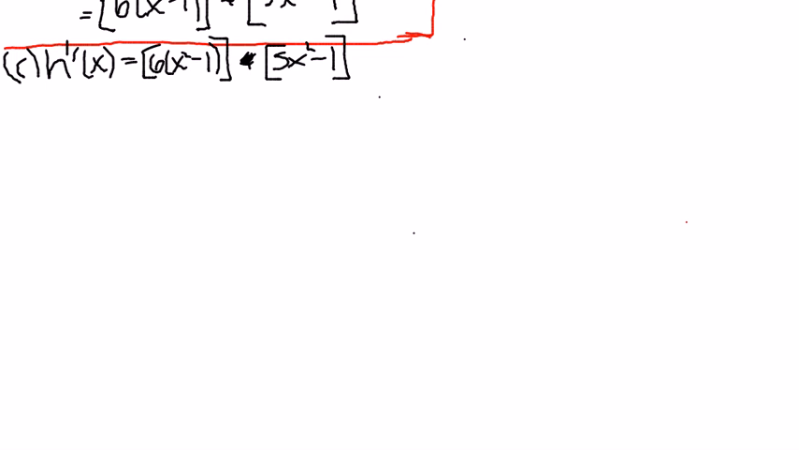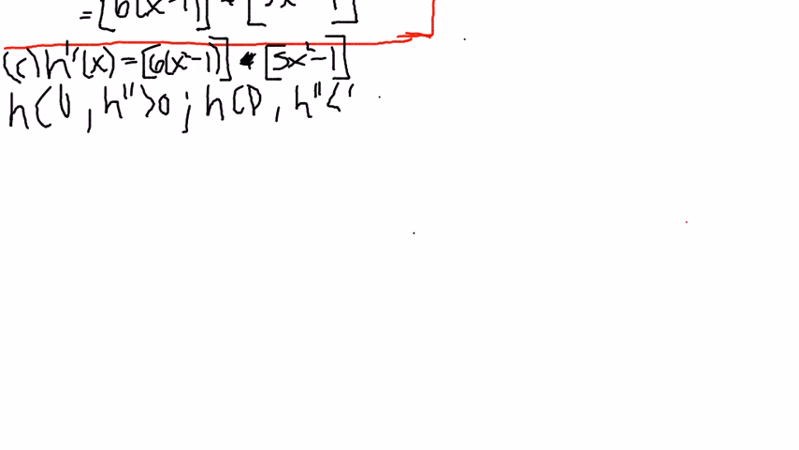Alright, so we know that h will be concave up when h double prime is greater than 0, and h will be concave down when h double prime is less than 0. So first we're going to have to set h double prime to 0. So we'll say 0 equals 6 times (x squared minus 1) times (5x squared minus 1).